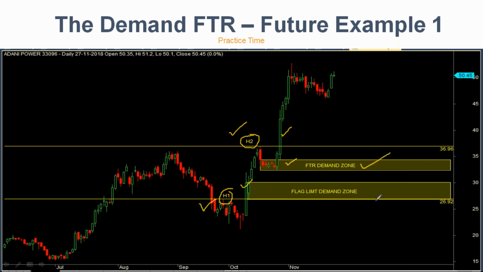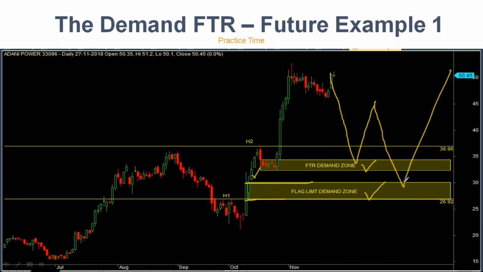Now look at this. At H1, friends, if FTR is correct, give me a check. Anybody who thinks it's not FTR? Okay, next. Look at H1 now. H1, I consider it a flag limit. Price broke, formed a base, again did a gap up and went up. So this is also a zone for me. Next, what is this zone? This is my flag limit. This is my FTR. Now price coming down can react from here. It comes down, it can react from here also.